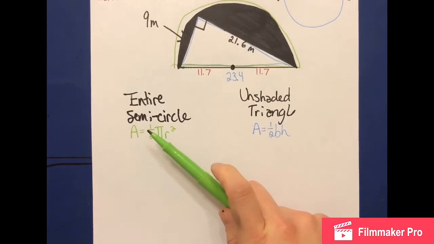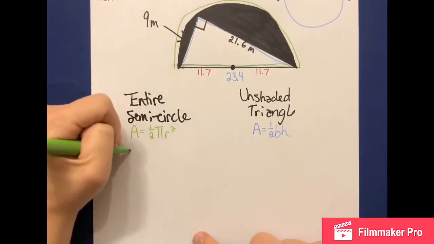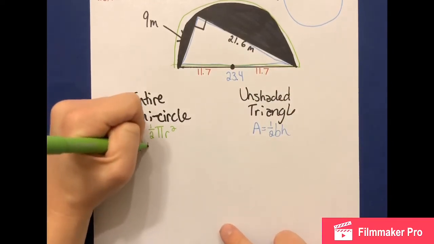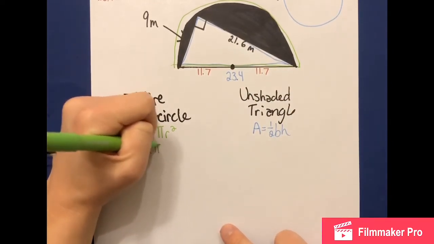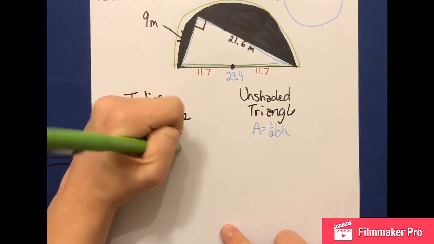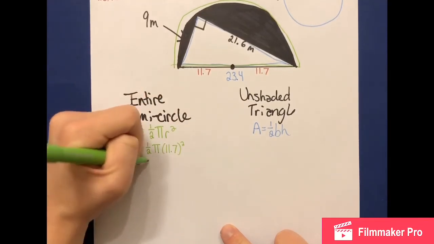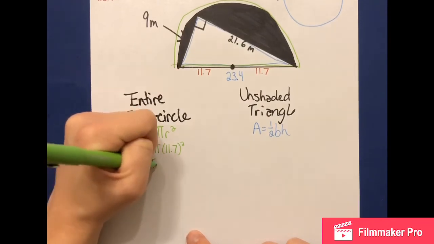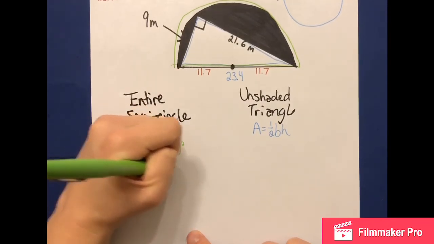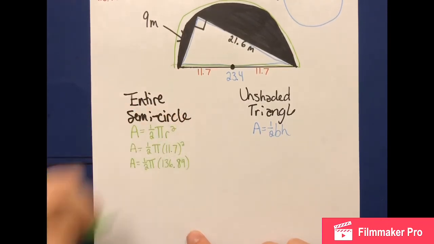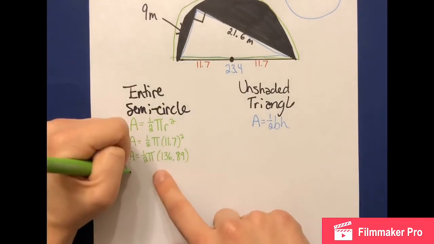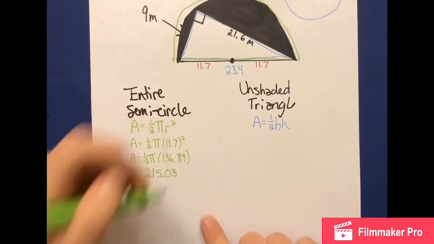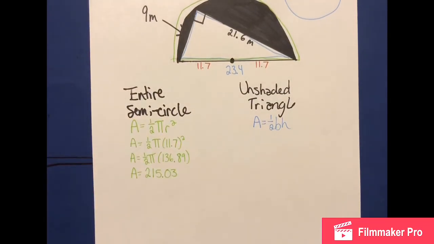So semicircle, just need a radius, that's it. I have the radius, if you look, radius is 11.7. I have 11.7 squared. Area is equal to square this. I get 1/2 pi times 136.89. Almost there. We're going to multiply. I get 215.03. Awesome. Let's go on to that next one.